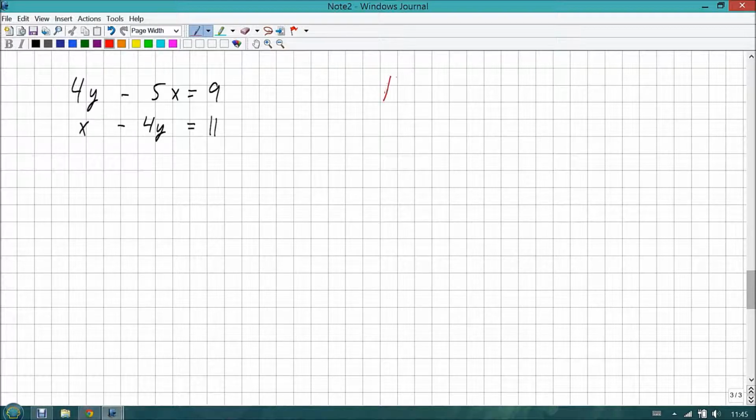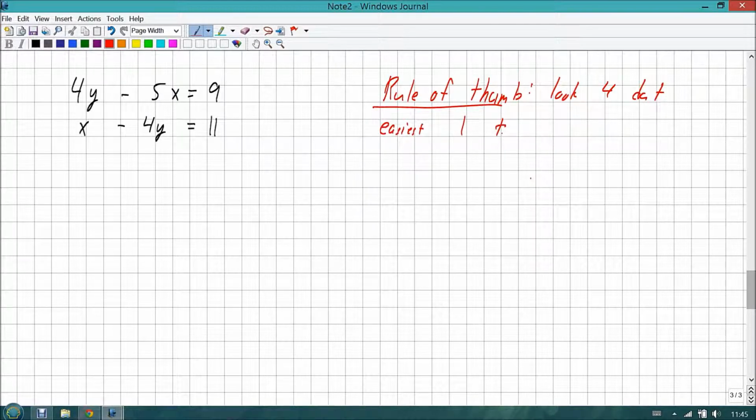For me, a good rule of thumb, I'm going to write it over here, is look for the easiest one to solve for. If you have a number in front of your variable, like a 4 or a 5 or a -5 or something like that, it's going to be hard. But if you see a 1 in front of it, it's super easy. Looking at these, are there any 1s in front of a variable? I think so. I do believe we found one. So I'm going to solve for that x.